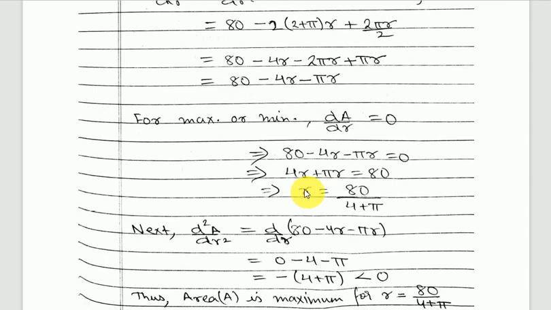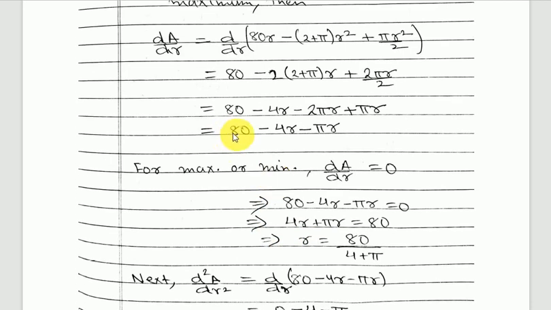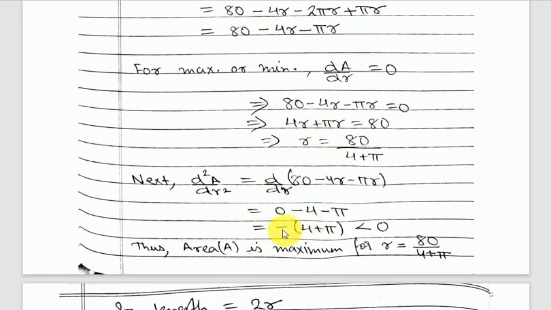So the next step is to find the second derivative. For the second derivative you have to differentiate the first derivative again. After differentiating you get minus 4 minus pi, that means minus, in brackets, 4 plus pi. Clearly you can see that this second derivative is free from r. It is actually a constant value. 4 is constant, pi is constant, and clearly it is coming negative. So the second derivative is less than 0.